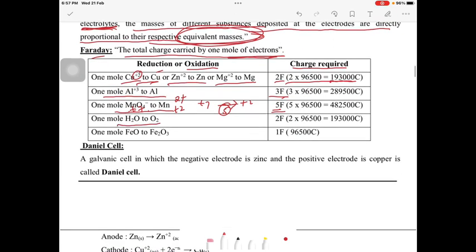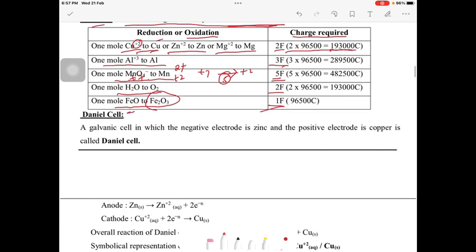1 mole of H2O2 to O2, 2 Faradays required. 1 mole of FeO to Fe2O3, 1 Faraday required. Why? Because the oxidation state of iron changes from +2 to +3. The change in oxidation number is only 1. That's why 1 Faraday is required.